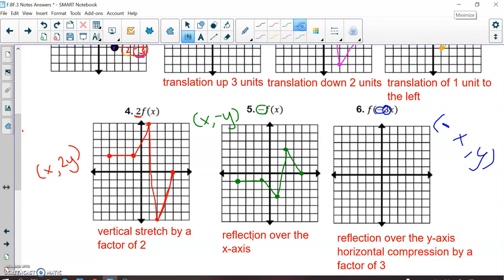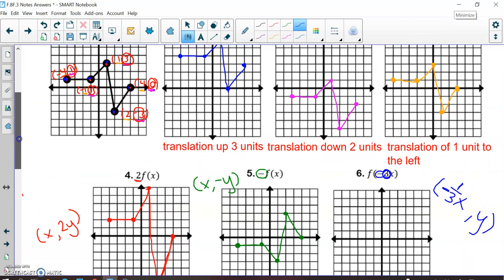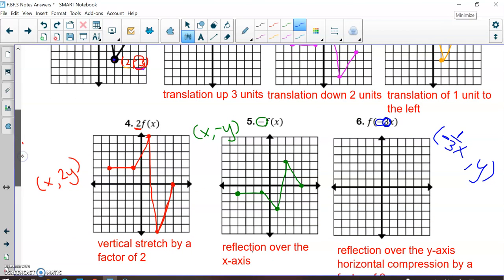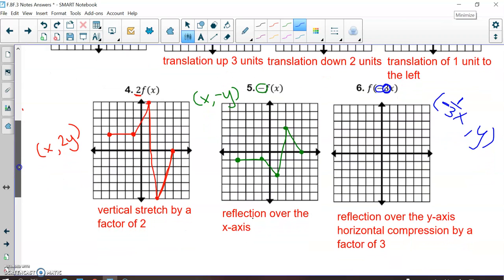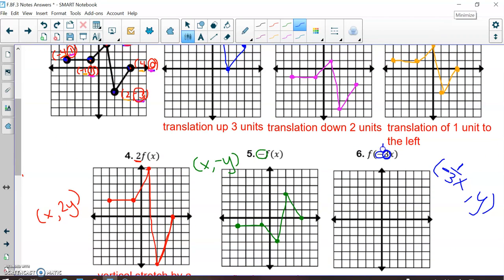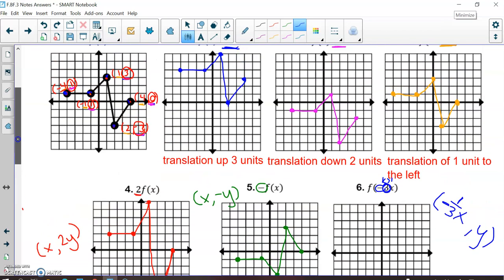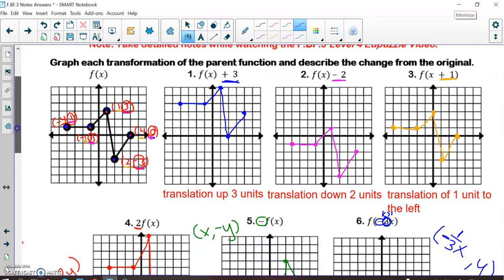Now, since this is a compression, what that means is that my k value is 3, but I'm really multiplying all my x values by the reciprocal of 3, which is 1/3. So I'm going to multiply all my x values by a -1/3 to account for the negative, which accounts for the reflection over the y-axis, whereas the 1/3 accounts for the horizontal compression by a factor of 3. Remember, when your k in your equation is greater than 1, that means that's a compression. And so we multiply our x values by the reciprocal of our k value.